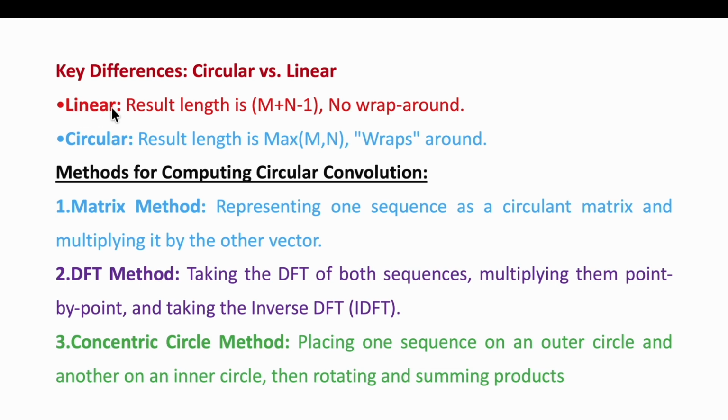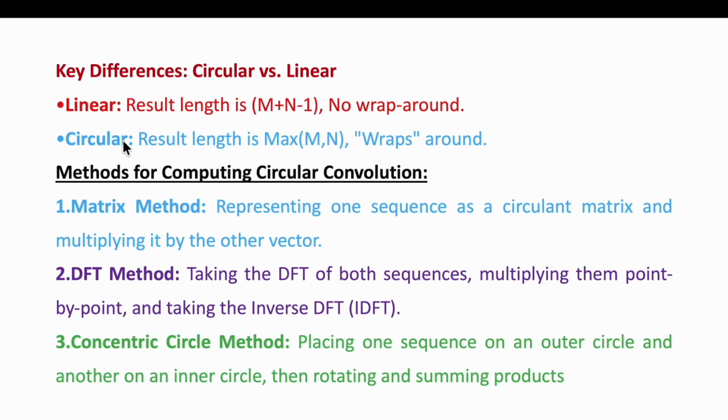If we have linear convolution, then the resultant length is measured by this formula, or you can say the number of samples in the convolved signal is given by m plus n minus 1. Here m is the number of samples in signal x of n and n is the number of samples in another signal h of n. So you can use this formula to calculate the resultant number of samples. And here there is no wraparound.